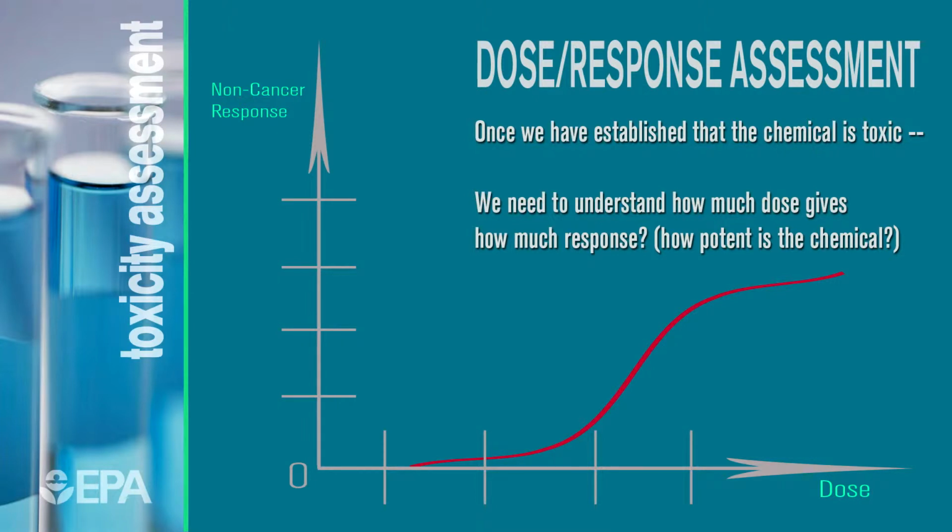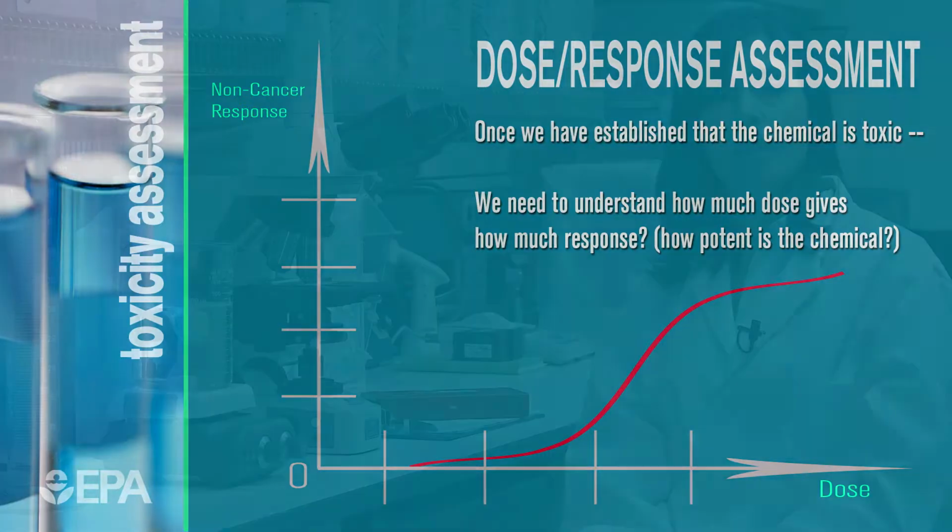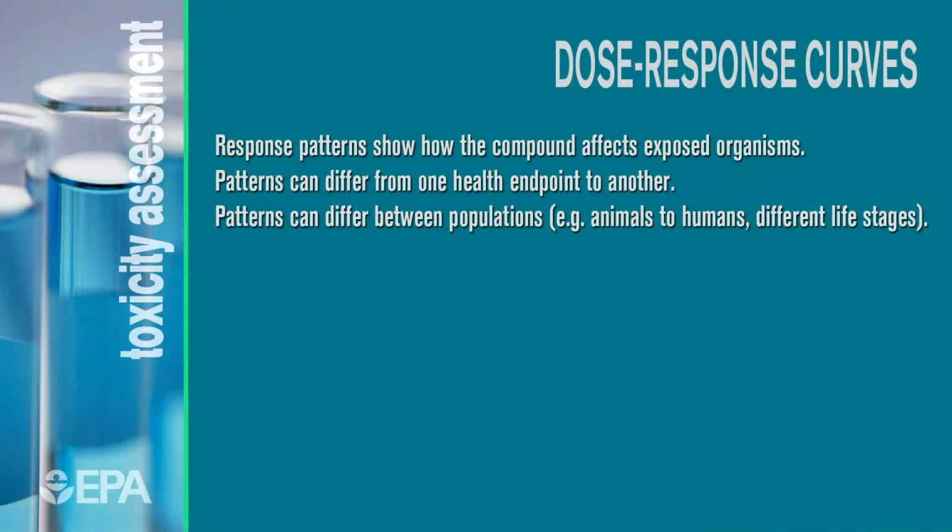So now that we know that a chemical is toxic, we need to understand how much dose of the chemical gives how much response. The hazard information is very useful and helps us answer that question. So what dose response patterns are we likely to see? You can actually see a variety of dose response curves depending on the health endpoint you're looking at and the type of organism you're studying.